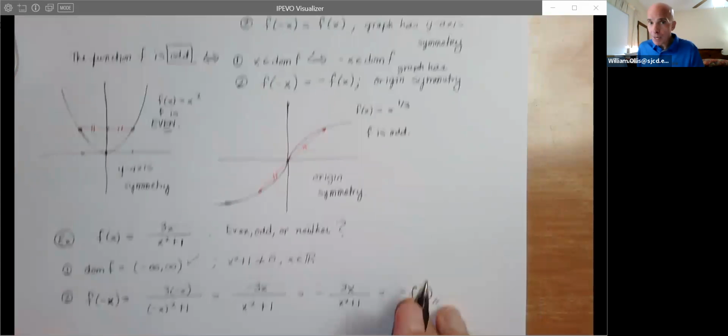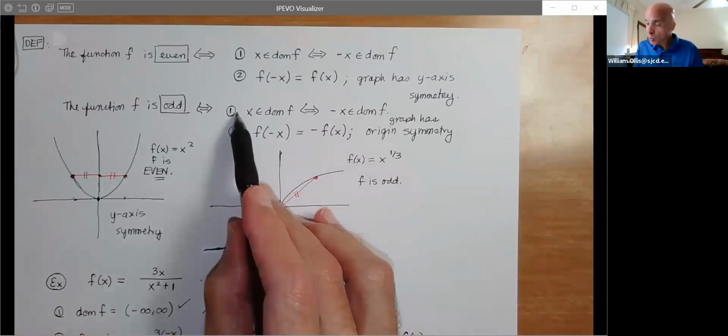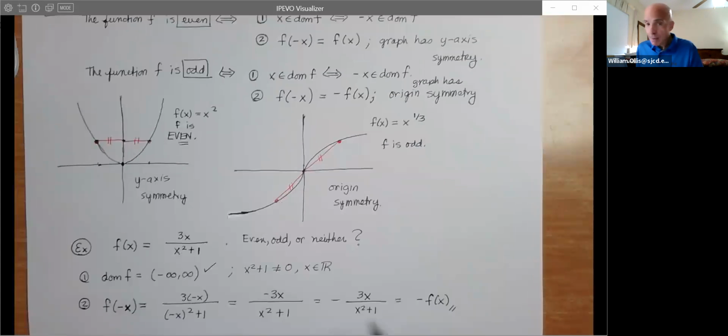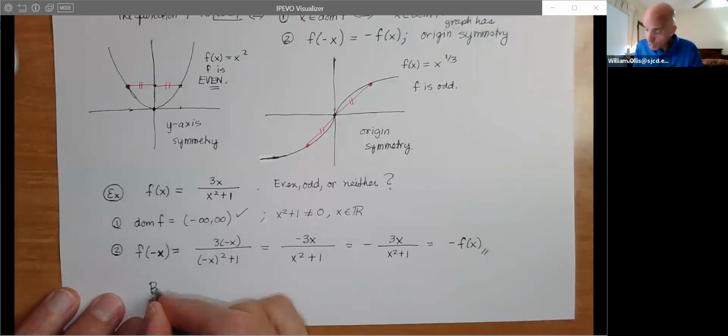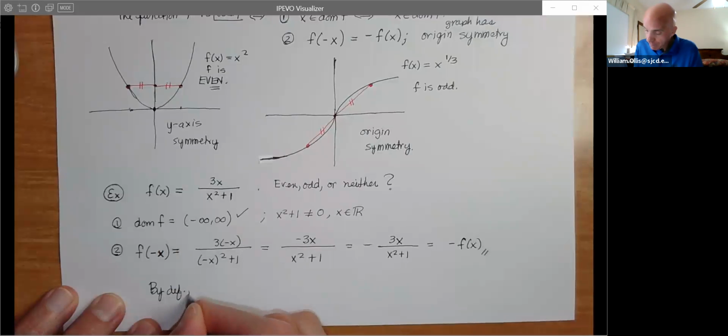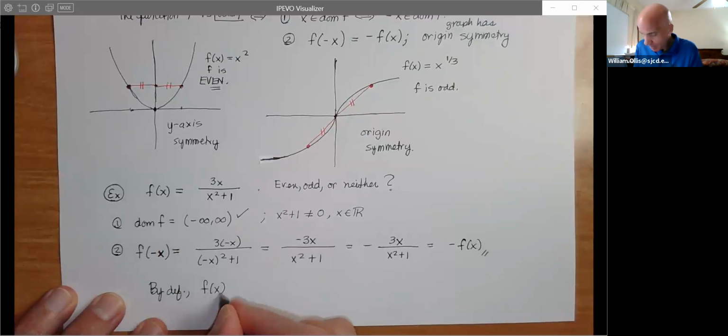So we go up here and see that 1 is true and 2 is true. That is, by definition, f is odd. So by definition, f of x is odd.